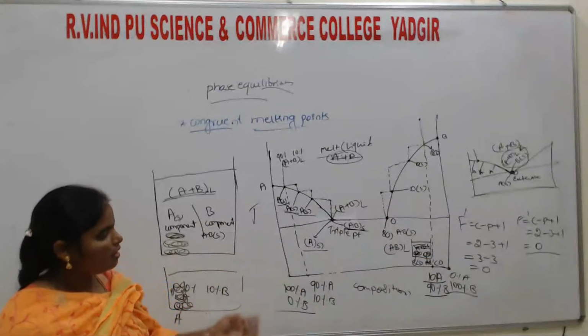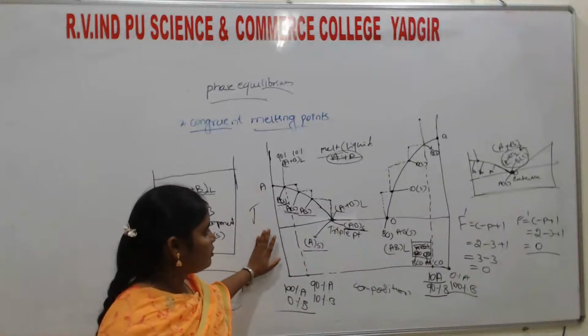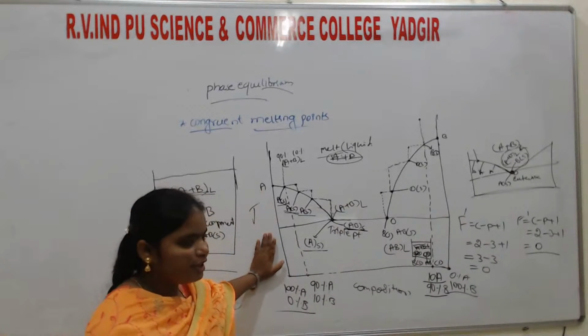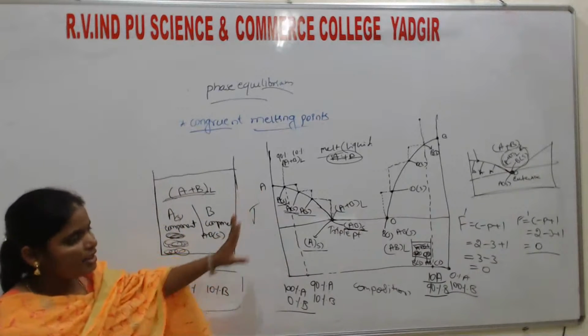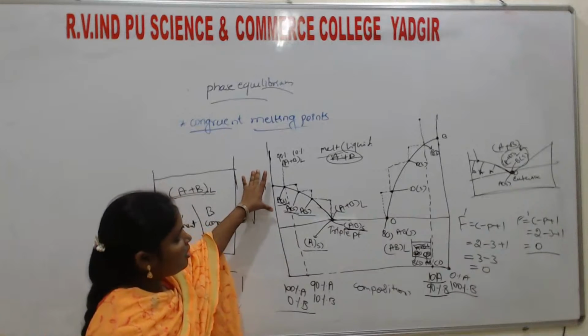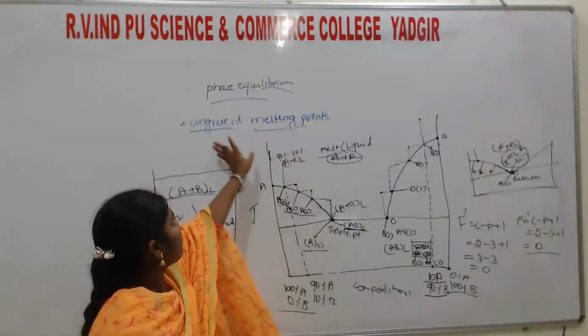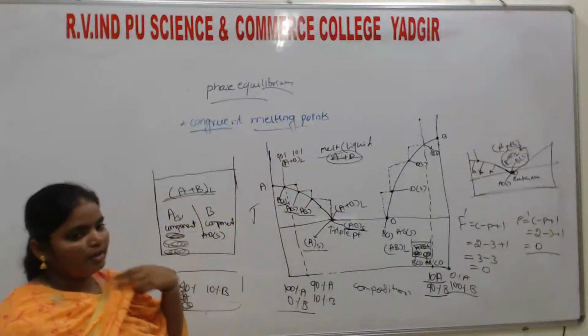Okay, up to here you have to make these points clear. This is an easy way. Next comes the congruent melting point.